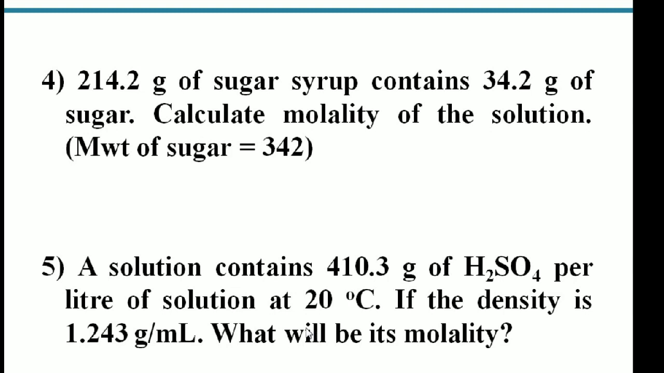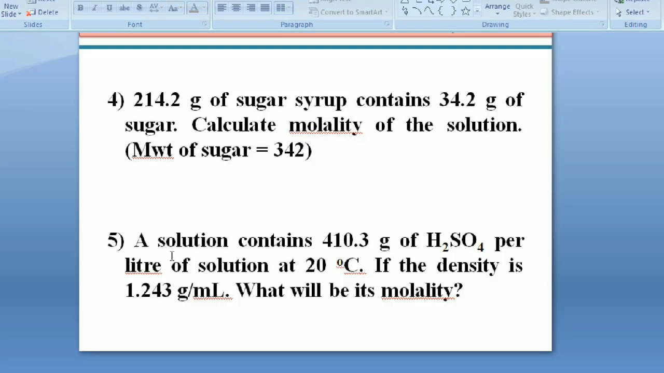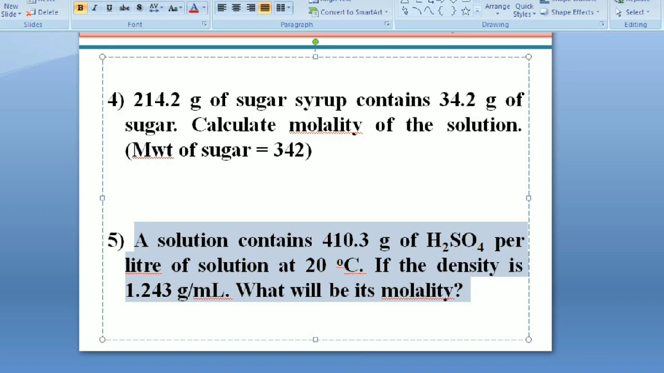So students, in this problem, the solute is H2SO4 and its weight is given as 410.3 grams, and the density of the solution is given as 1.243 grams per ml. Initially we should find the mass of the water, the mass of the solvent. Here the solute is H2SO4, its weight WA is 410.3 grams, and the molecular mass of H2SO4, MA, is 98, we know that. So we should find the mass of the solvent. Now we can calculate this problem.